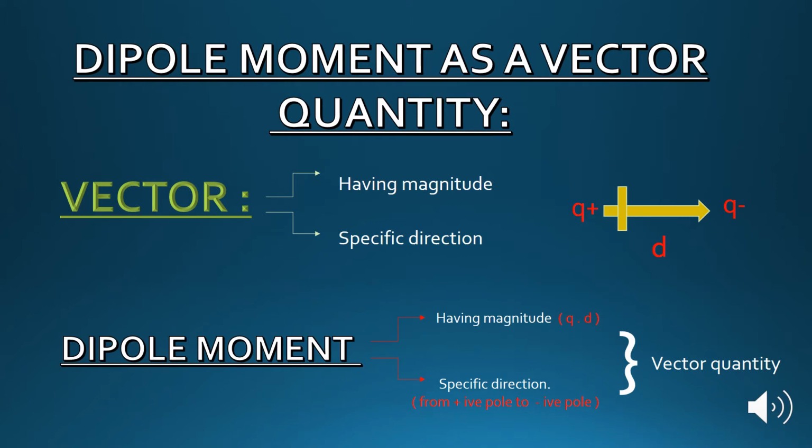Dipole moment as a vector quantity. So as you can see here that the vector quantity has a magnitude and a specific direction. Similarly, the dipole moment has a magnitude and a specific direction pointed towards the more electronegative atom. So friends, as you can see here an arrow. The dipole moment is denoted by an arrow with a curved tail which is pointed towards the more electronegative atom.